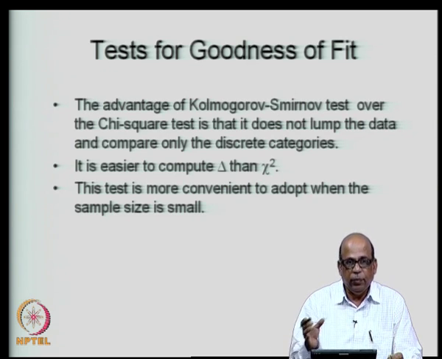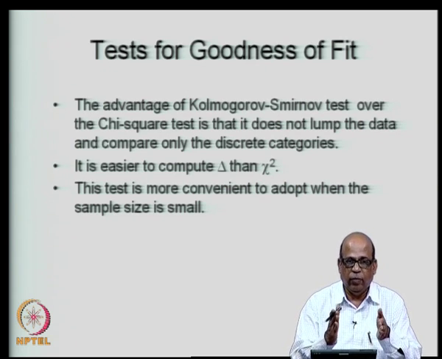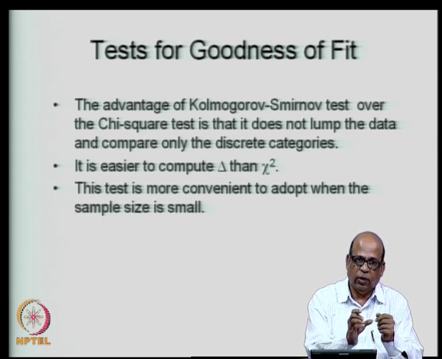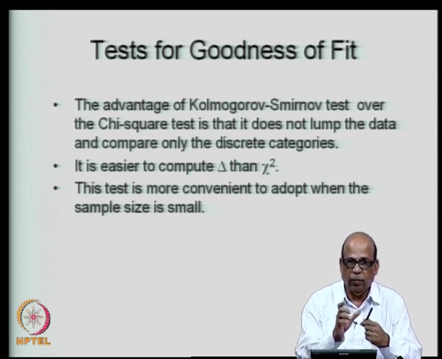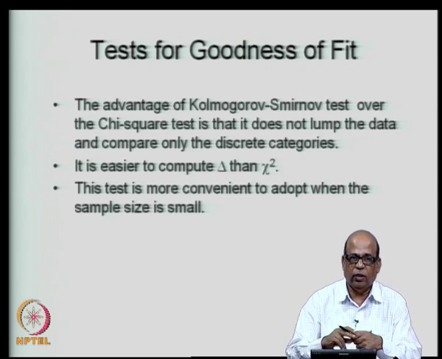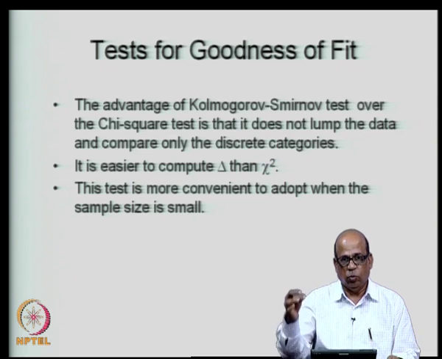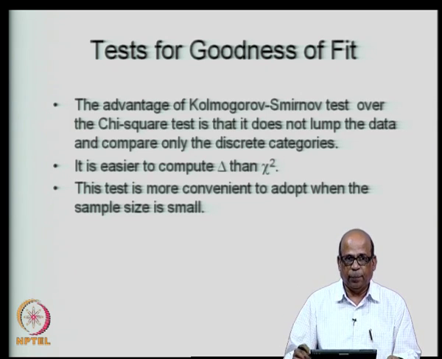Also, you do not lump the data. In the chi-square test, you were distributing it into some number of class intervals, which means anything that falls between 0 and 100, you are lumping all of that data into one class interval, and then based on this class interval, expected frequency, etc., you are calculating. In the Kolmogorov-Smirnov test, you do not do that. You use the observed data as they are. So, that is one advantage.